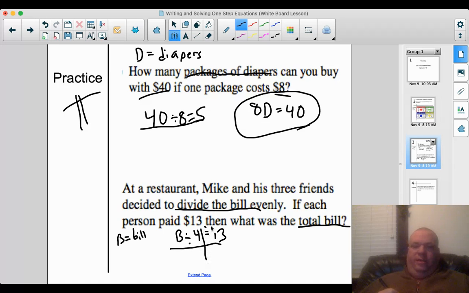You would solve that by undoing the divided by 4 with a times 4, and you'd get B equals 52. So $52 was the total bill, divided by 4 people is $13 each.